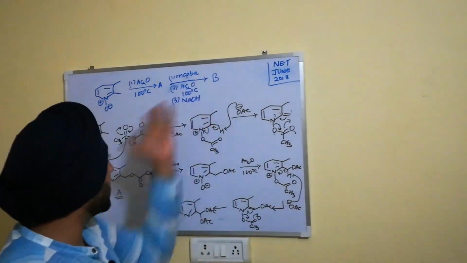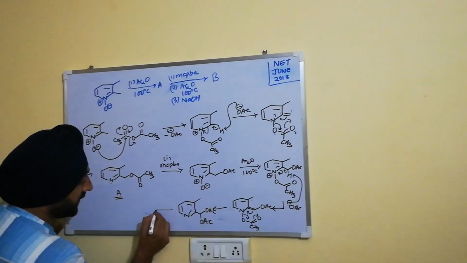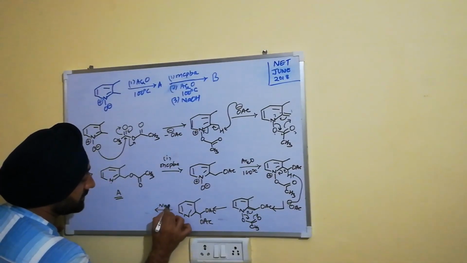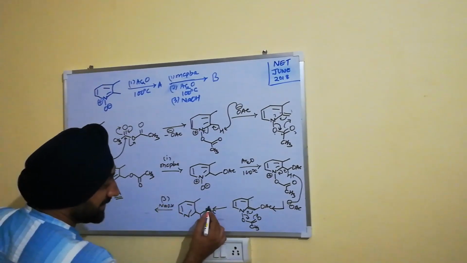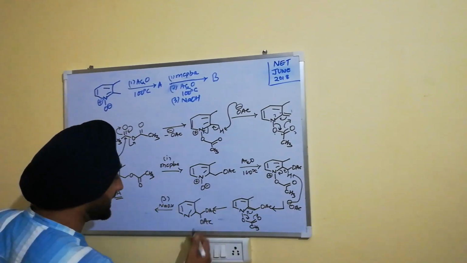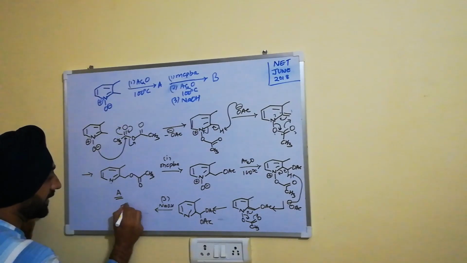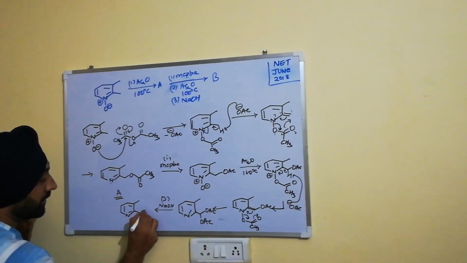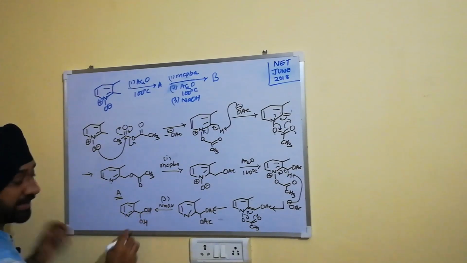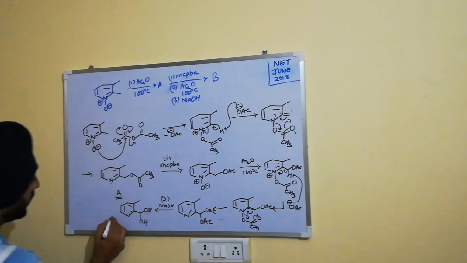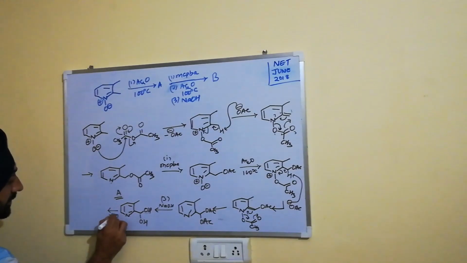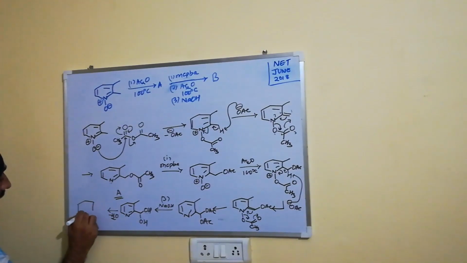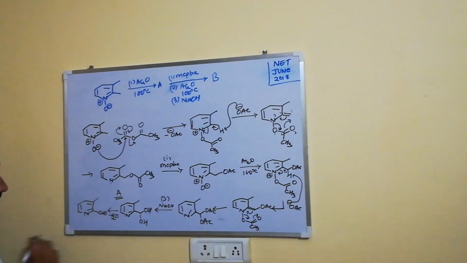Now, we are very much aware of the fact that esters can be easily hydrolyzed using NaOH as a base. So this is exactly what happens in the last step. When we use NaOH, it simply hydrolyzes these acetates. So what we end up getting is the hydrate of the aldehyde. And if we simply remove the water from here, then we can have one aldehyde group at this position. So this is compound B.